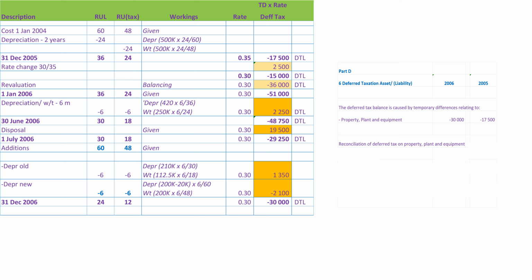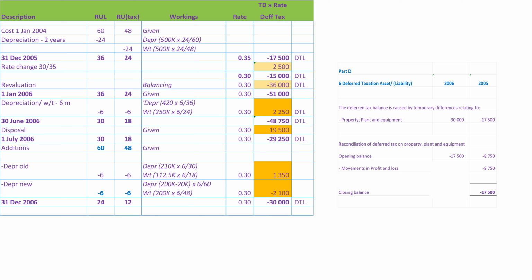deferred tax liability balance as at 31 December 05, half of it arose in 04 and the other half arose in 05. Thus, your closing balance of 17,500 in the year 2005 is split into a movement in the current year of 8,750 and an opening of 8,750. You then roll forward your opening from 31 December 05 of 17,500 to 1 Jan 06 of 17,500.